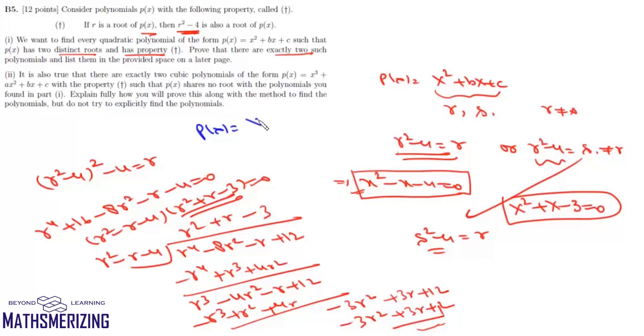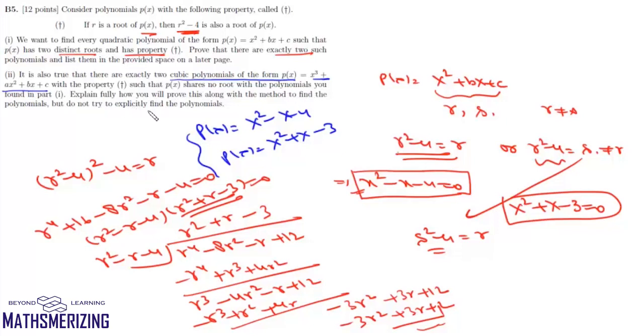The first one will be x square minus x minus 4, and the second one will be x square plus x minus 3. So this is how we can find the answer to this first part. Now in the second part it says, it is also true that there are exactly two cubic polynomials of the form p(x) equals x cube plus ax square plus bx plus c with a given property such that p(x) shares no root with the polynomial you found in part 1.